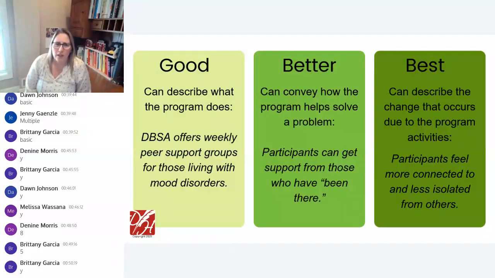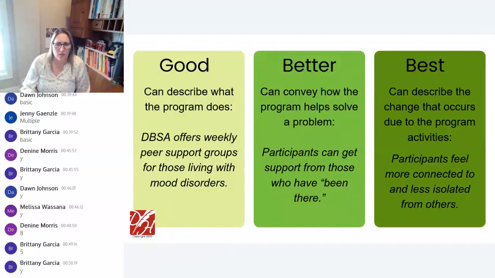So language in your proposal would be good if it can tell the grant maker what the program does. Now, DBSA stands for an organization that offers peer support groups. Well, I'm reading you what it says for what it does, but this is a true, real organization. DBSA offers weekly peer support groups for those living with mood disorders. That's helpful for a grant maker to understand. That gives us some basic building blocks of understanding. What would be better for a reviewer to understand about what it is that you do?